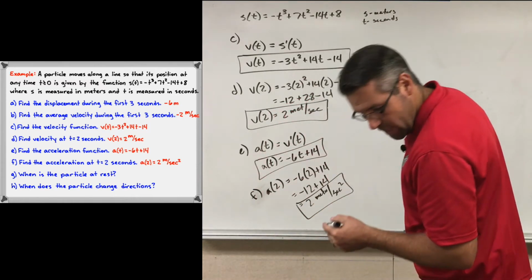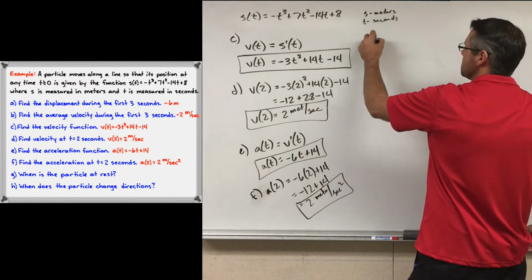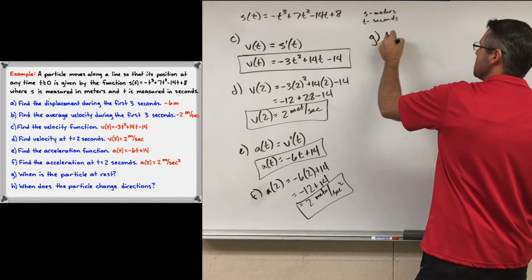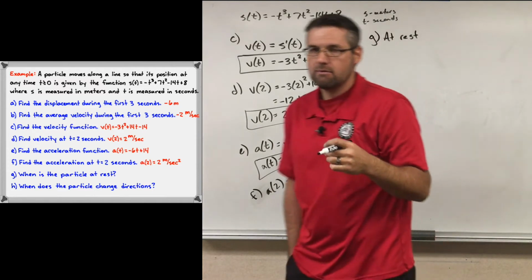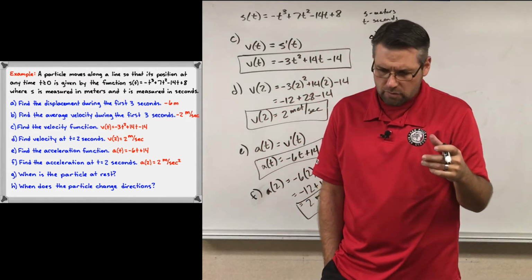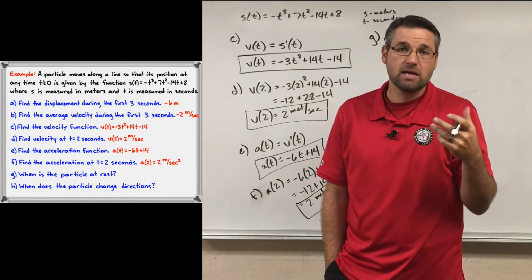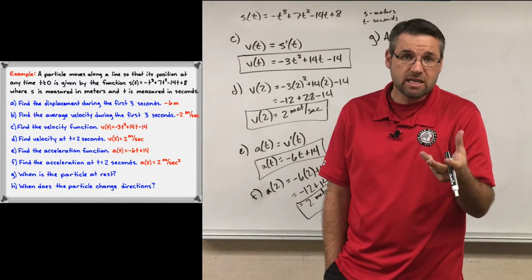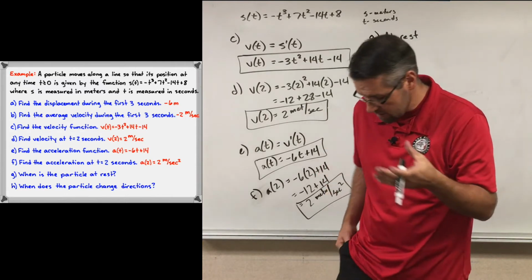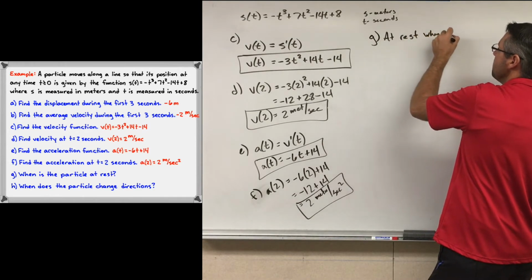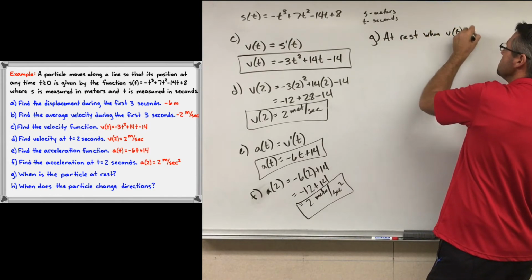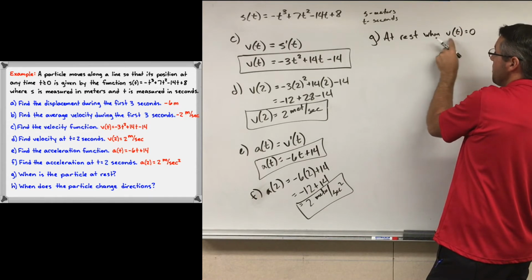Part G says, when is the particle at rest? Well, what does that mean? At rest, by definition, means that, I guess you could say, you're not moving. Well, how do I not move? That implies that my velocity is zero. My rate is zero. So I am at rest when v of t equals 0. I'm not moving when my velocity is 0.